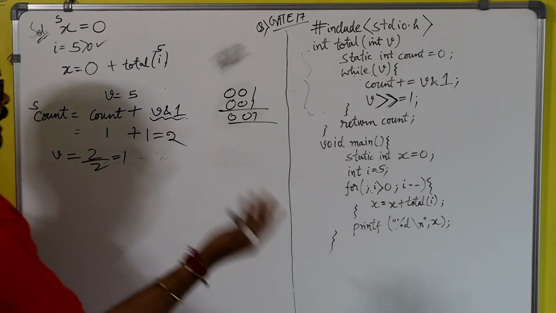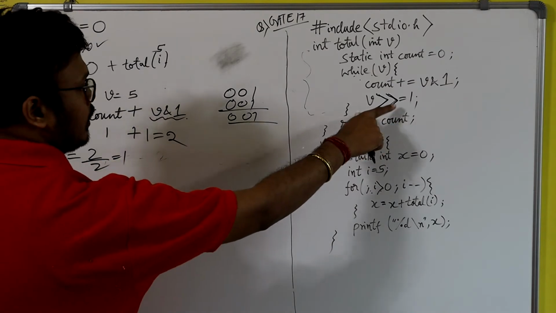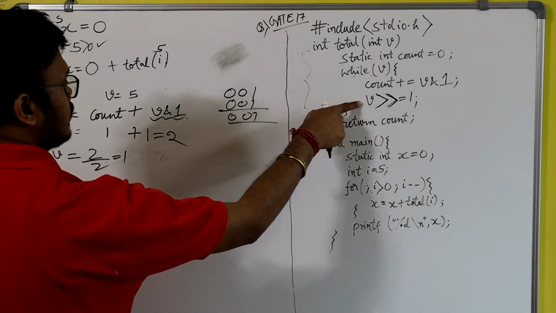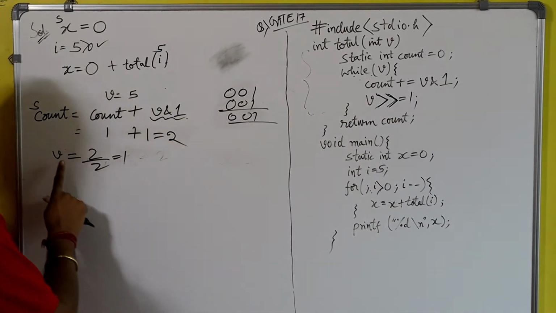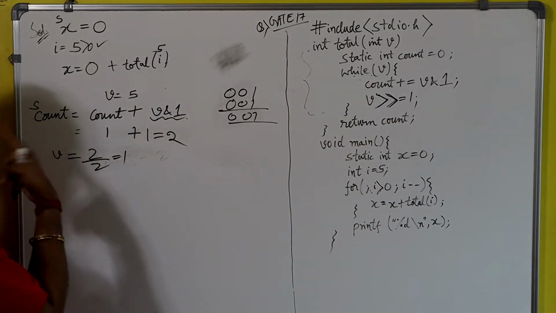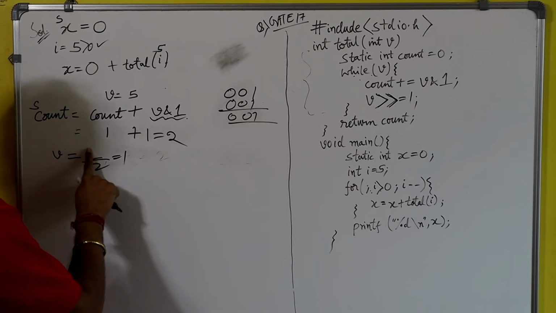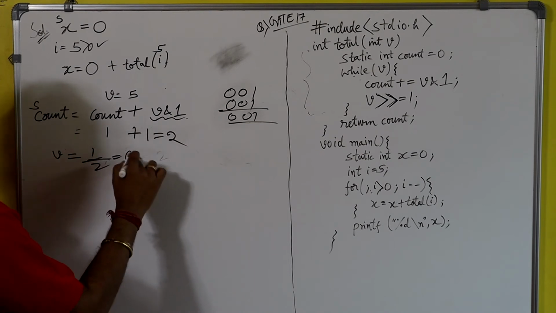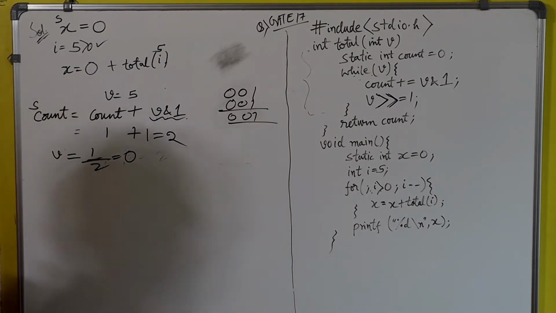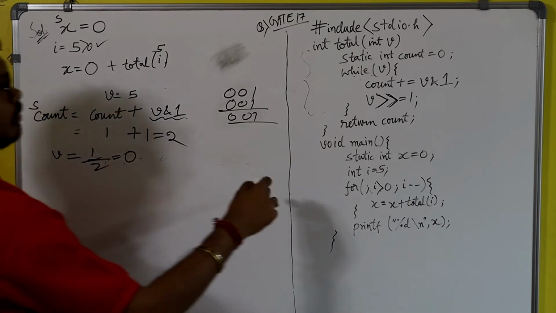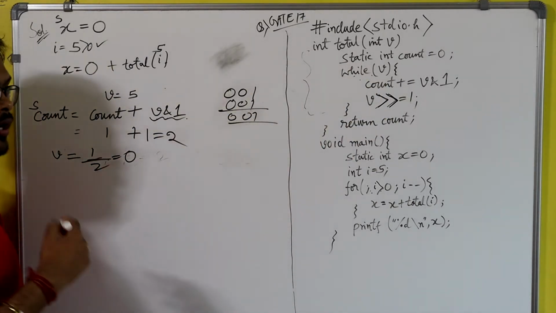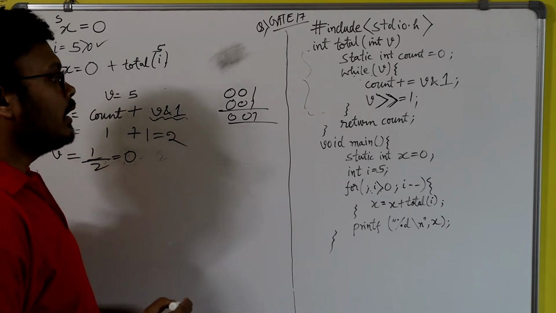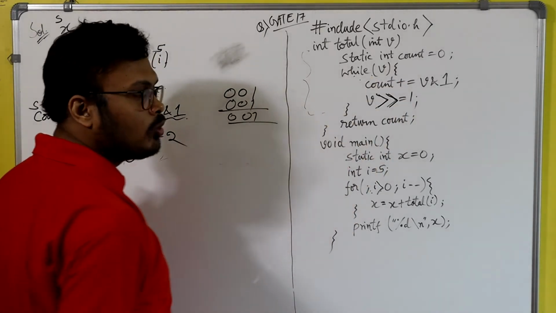Okay. So now again, yes, now again this line will be executed, this right shift. Okay. So now the value of v is 1, so it will be divided by 2. Okay. So 1 by 2 is 0. Fine. So since 1 by 2 is 0, so while of 0. So while of 0 means what? This time the condition is false. So this while loop will be broken.